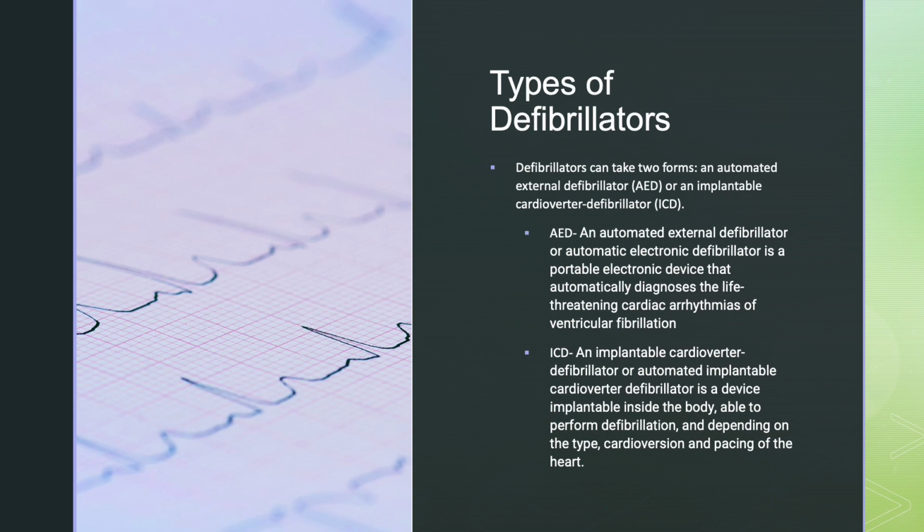So basically ICDs, it's an implantable cardioverter defibrillator, or an automated implantable cardioverter. It's an implantable device inside the body. It performs defibrillation. It paces the heart. It does many things. So what do all those pieces and parts mean? Basically, it means the people who live with left ventricular dysfunction, right? Think about the left ventricle and where that sits, and think about how important that is.